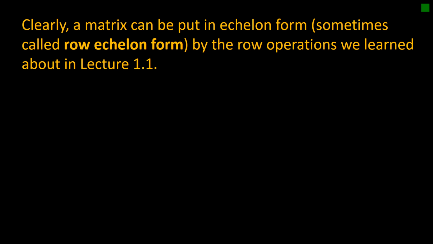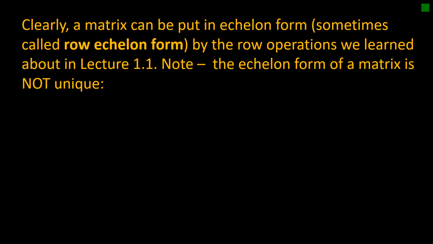All right, so clearly we can put a matrix in echelon form, which, as I've already been saying, is sometimes called row echelon form, by the row operations we learned about in lecture 1.1. And we're going to come back and talk about that more later, how to do that in a more standardized fashion.